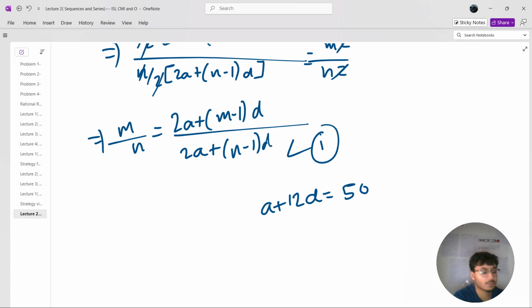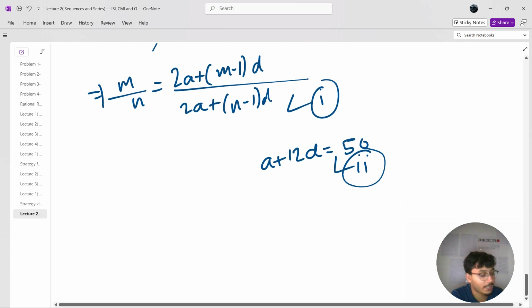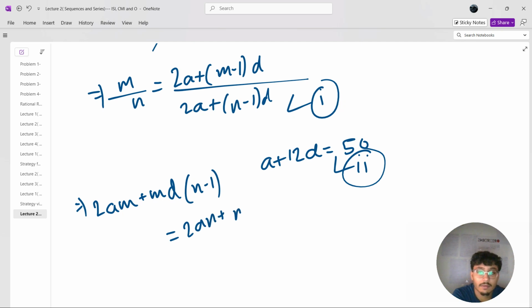This is one more information given. This is equation 2. I would like to simplify my equation 1. It would be making things better. So if I simplify it, what I would be getting is 2am plus md into n minus 1 is equal to 2an plus nd into m minus 1.